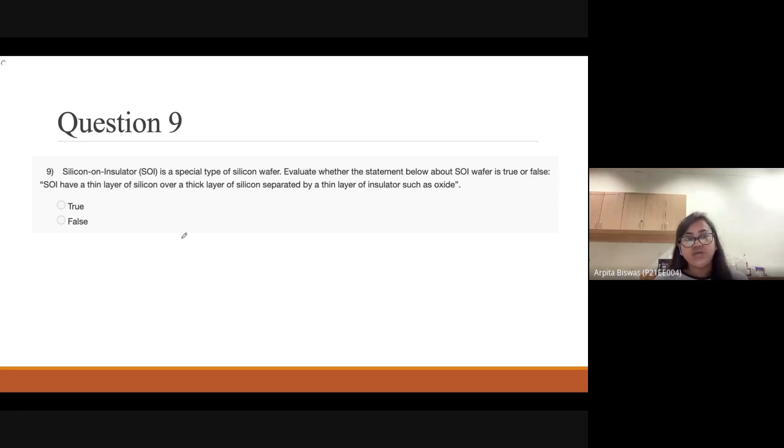The question is, silicon on insulator is a special type of silicon wafer. Evaluate whether the statement below about the SOI wafer is true or false. SOI have a thin layer of silicon over a thick layer of silicon separated by a thin layer of insulator such as oxide. So it is true or false. Take your time. There is no hurry, but at least try.